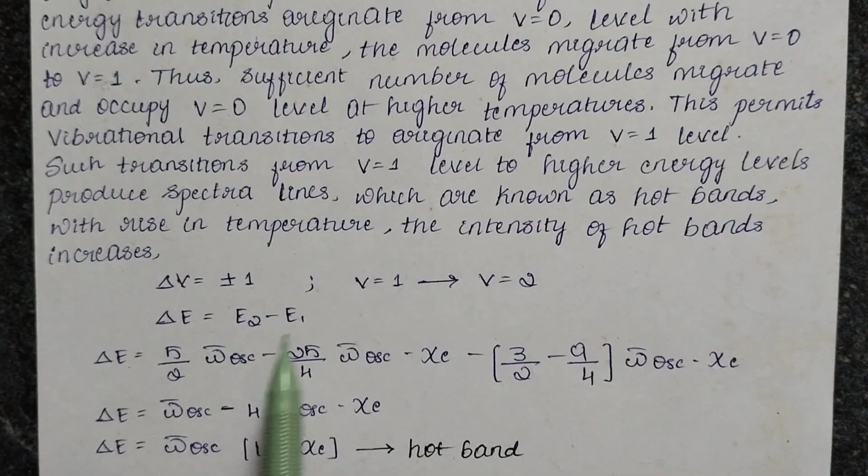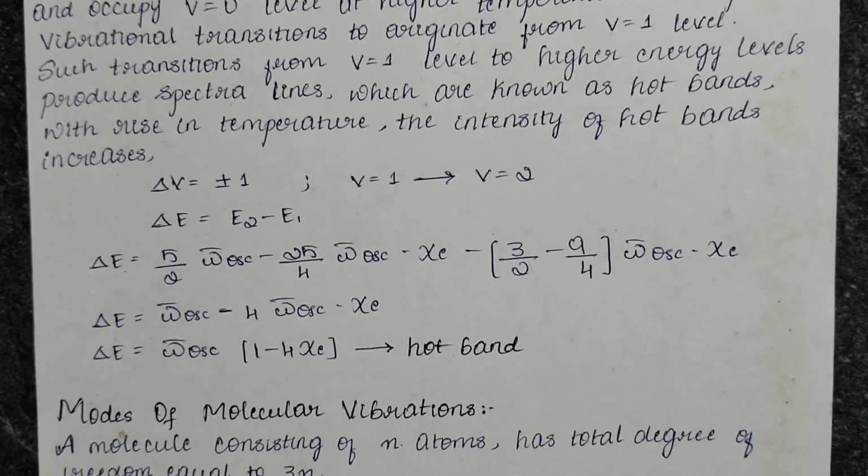Substituting the corresponding values of E2 and E1, we can see here 5 by 2 omega dash oscillation minus 25 by 4 omega dash oscillation into Xe, minus 3 by 2 minus 4 by 9 into omega dash oscillation into Xe. On evaluating this equation, we'll get delta E is equal to omega dash oscillation minus 4 into omega dash oscillation into Xe. So the common term we can see is omega dash oscillation, and taking this common, delta E is equal to omega dash oscillation into 1 minus 4 into Xe. So this is the equation related to delta E for any hot band.